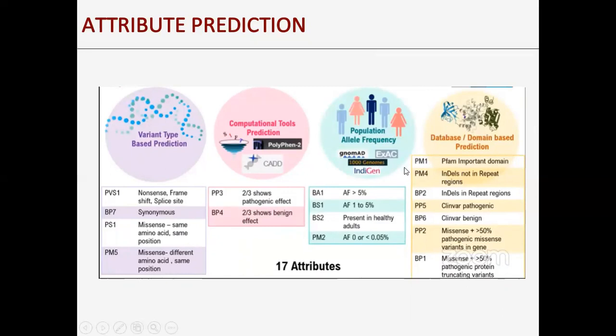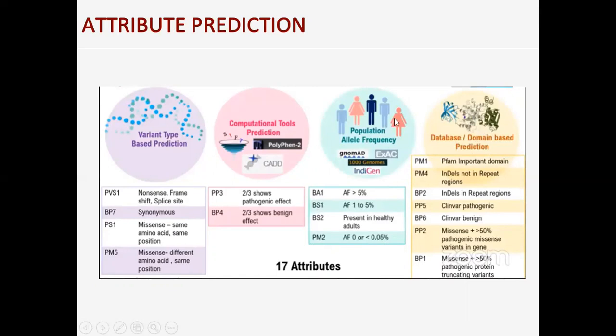Based on the population allele frequency, there are different databases: gnomAD, ExAC, 1000 Genomes, and IndiGen, which is basically for the Indian population. If the allele frequency is greater than 5%, it is assigned as BA1. This is in the control population; if the allele frequency is greater than 5%, it cannot be pathogenic. If it is between 1 and 5%, it is assigned as BS1. If it is present in healthy adults, it is BS2. And if the allele frequency is 0 or lesser than 0.05, it is assigned as PM2.